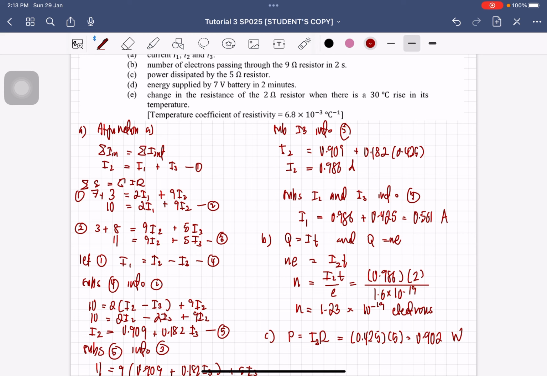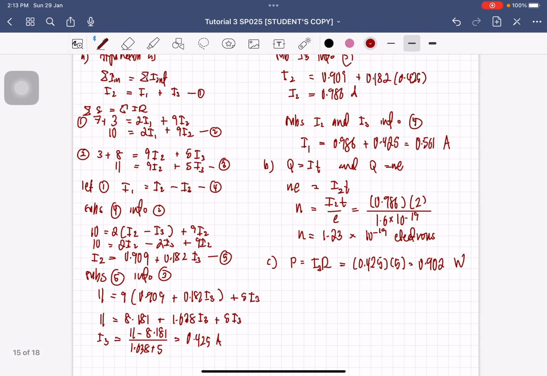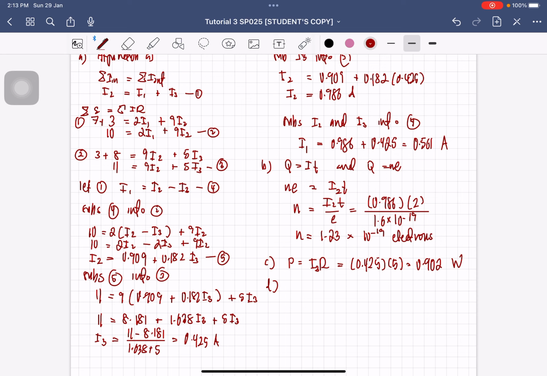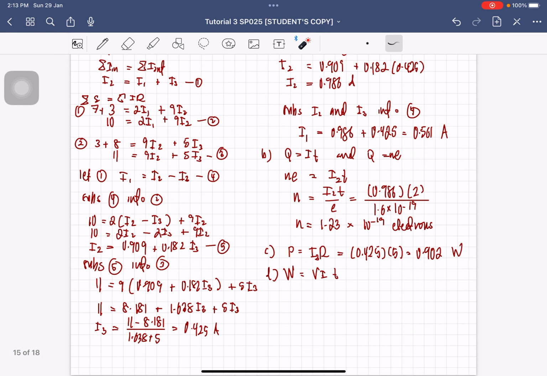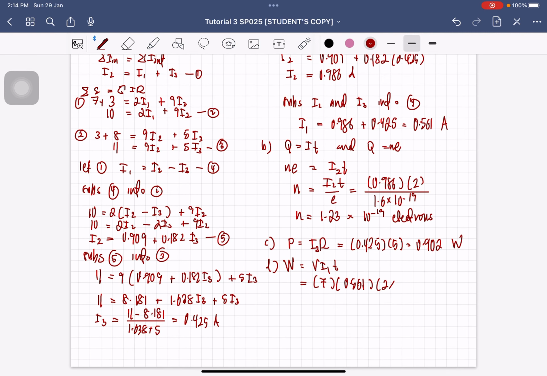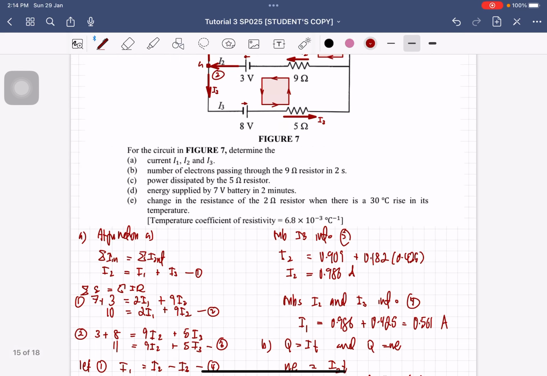Question D pula, we have to calculate the energy supplied by the 7-volt battery. Energy supplied by the 7-volt battery in 2 minutes. So we know that energy is equal to VIT. So what is the current flowing through the 7-volt? It is I1. So it's going to be I1 here. So V is 7, I1 is 0.561 times with the time, which is 2 minutes, so 2 times 60, because we need it in seconds, so it's going to be equal to 472 joules. Okay, so that is the energy supplied by the 7-volt battery.